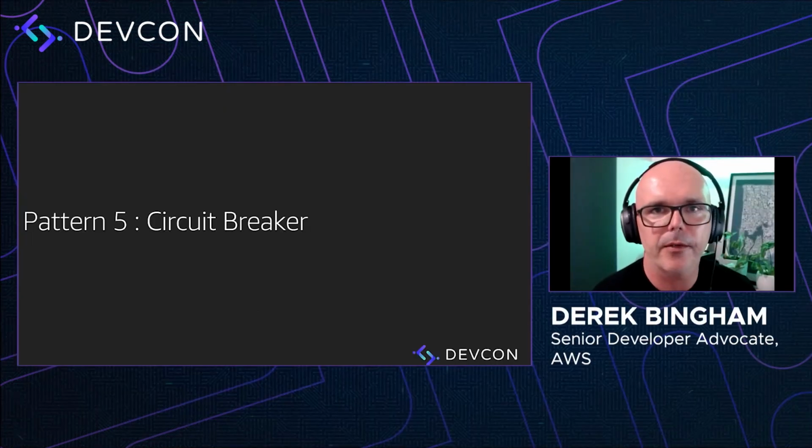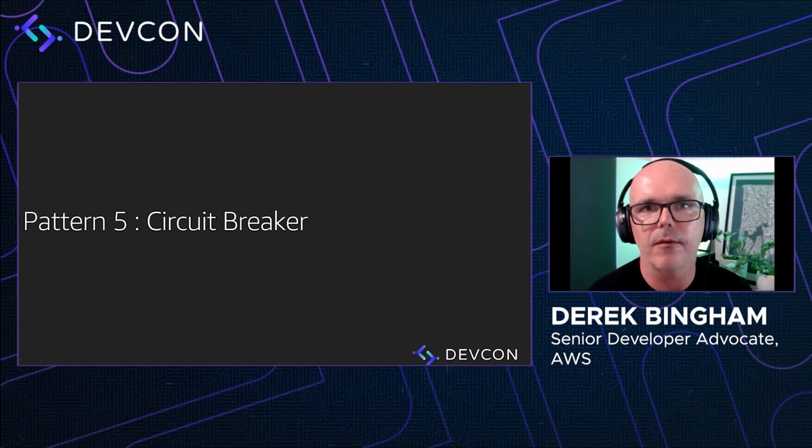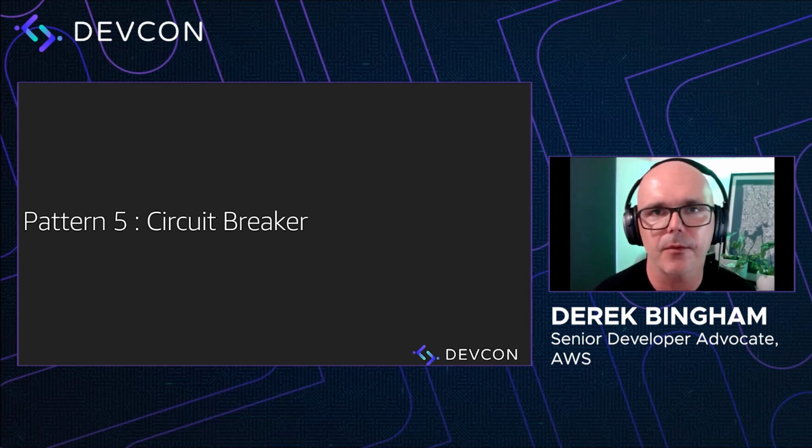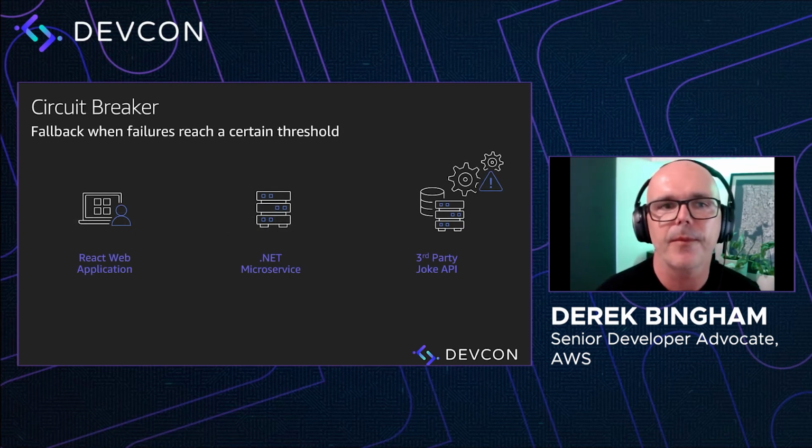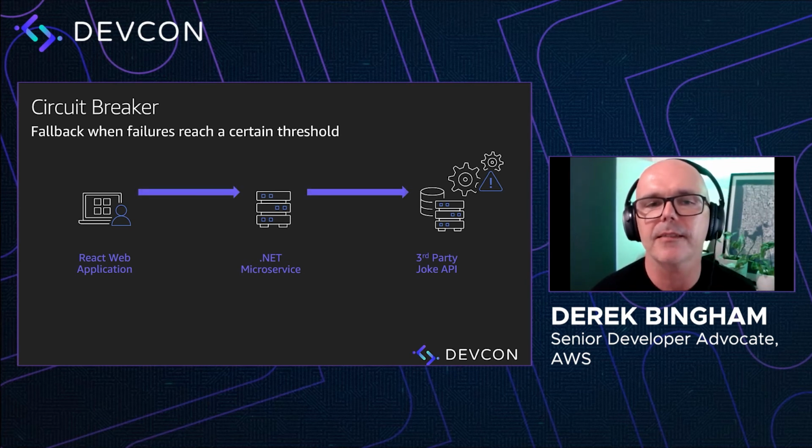The next pattern we're going to try is the circuit breaker pattern. It's a slight evolution of a fallback mechanism. So let's see how that works. With a circuit breaker, it falls back after a certain threshold is reached. So how does it determine that threshold? Well, as we can see, the React web application, again, makes a request to the .NET service, which proxies to a third-party API, which has a component failure.